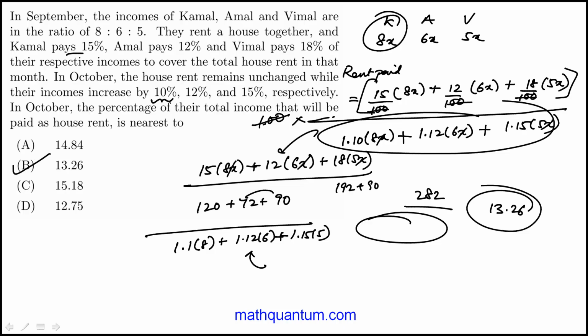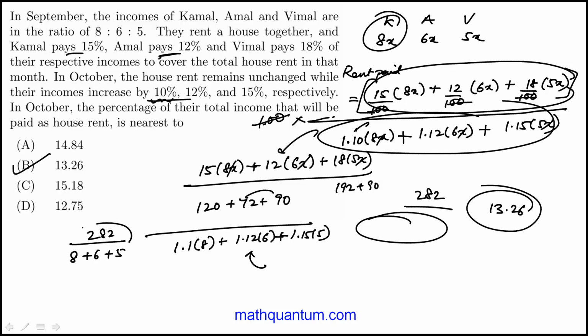Now, there's one other thing we can do conceptually. If we compute the original rent ratio, which would be that, which we just did, 282 divided by, so without the increase, 8 plus 6 plus 5, you'll find that it turns out to be 14.84%. So we know that can't be the answer, because their incomes have gone up, the percentage would have to be lower than 14.84. So we can eliminate that.